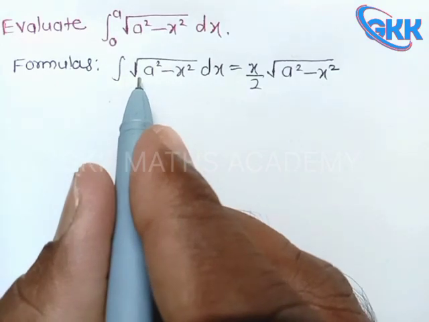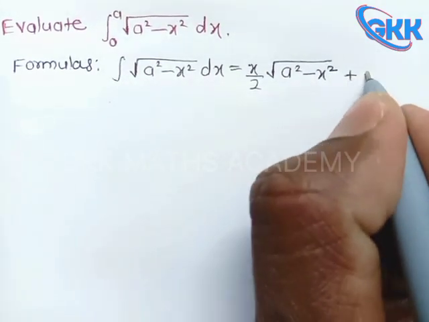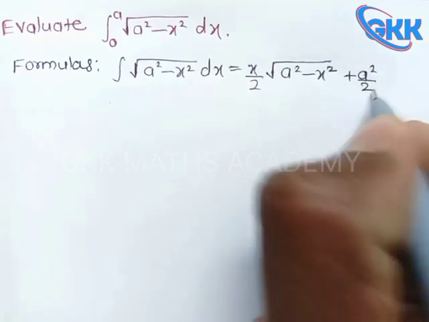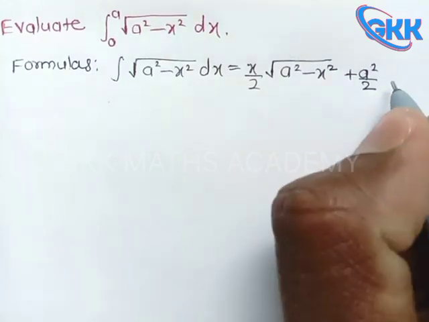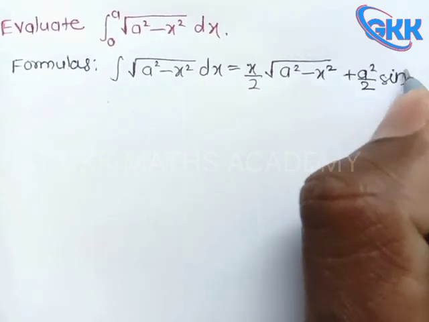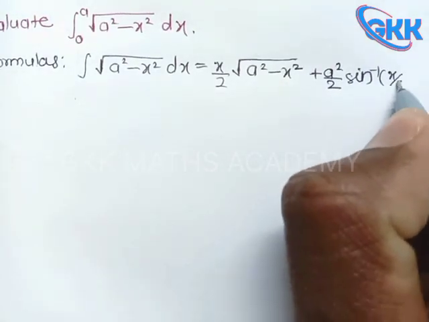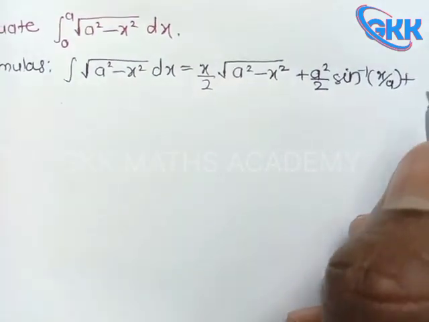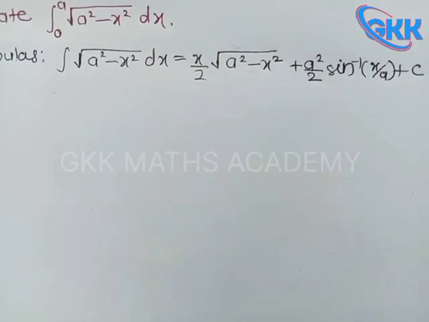here check it, is the a square coefficient positive or negative? Positive, so plus a square upon 2. Is x negative or positive? Negative, which means sine inverse of x upon a, plus c. This is the formula.